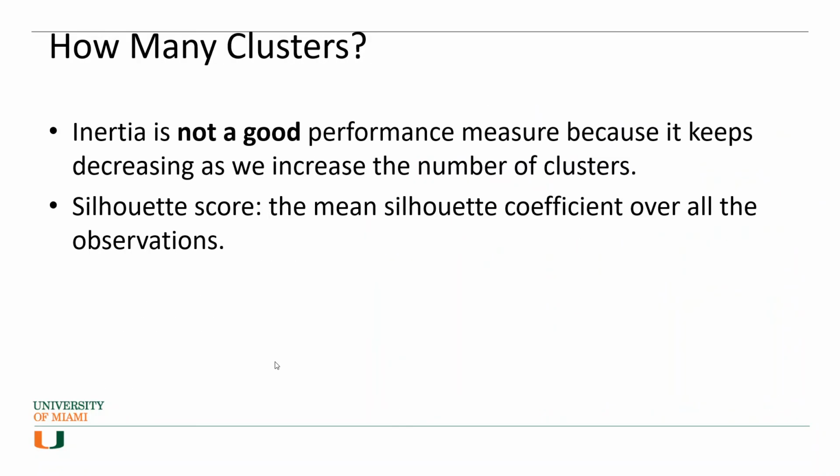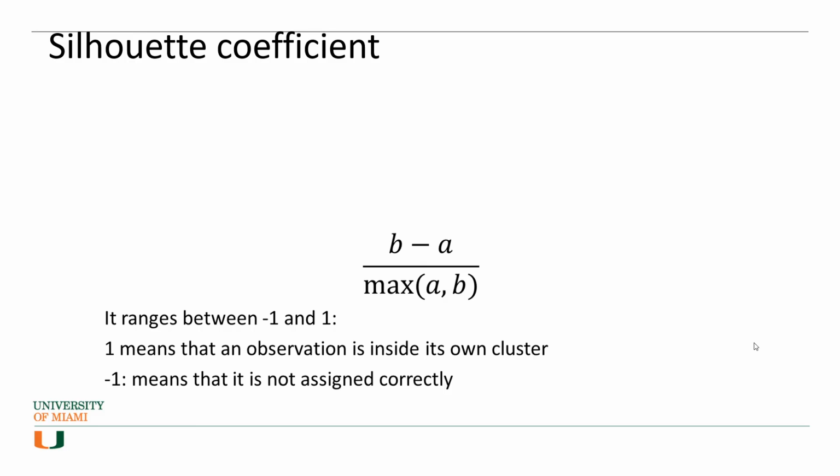Now, as I discussed before, inertia is not a good performance measure because it keeps decreasing as we increase the number of clusters, right? To the extreme, it is going to lead you towards having the same number of clusters as observations, right? Because it wants to minimize the squared distance between observations and their centroids. So what are we going to do about it? If you want to figure out the appropriate number of clusters, then a good measure is going to be the silhouette score, which is the mean silhouette coefficient over all the observations. And here is basically how it is calculated.